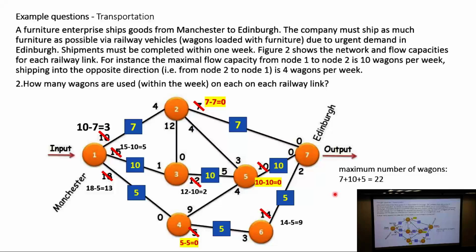So the maximum is 7 from 2, 10 from 5, and 5 from 6. So in total, it's 22. That's the maximal amount of traffic we can transport from Manchester to Edinburgh. So this is actually pretty easy. And there are several ways to do it. Yes, please.